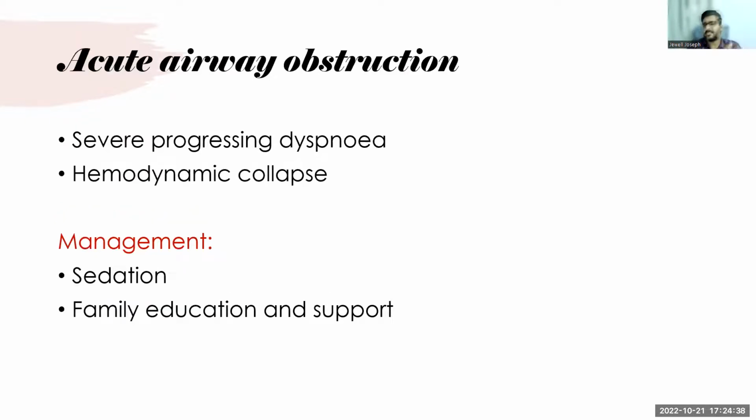So acute airway obstruction is severe progressive dyspnea and hemodynamic collapse. Unfortunately, in this situation, there is nothing much that we can do to remove the cause of the obstruction. So what we can do is sedate the patient so that there is not much distress, and support the family and educate the family regarding how to tide over this time of stress. In a sudden complete obstruction of the trachea, there is nothing much we can do to remove the cause, but we can again try our best to comfort the patient and give support to the family.